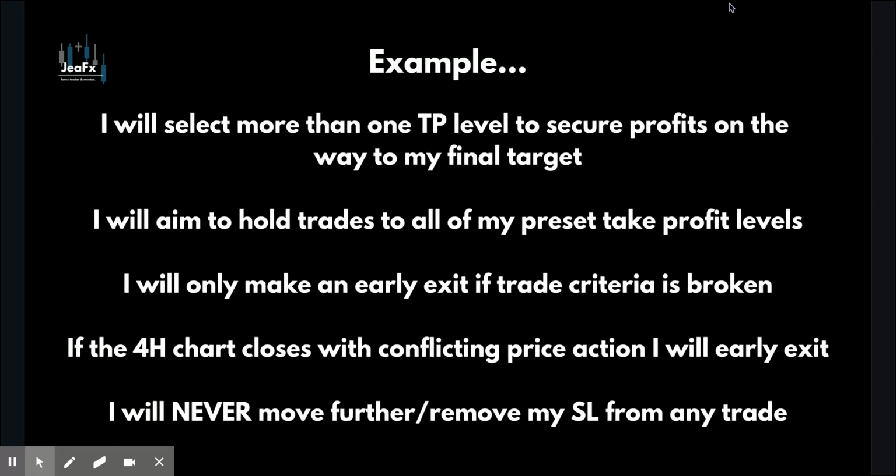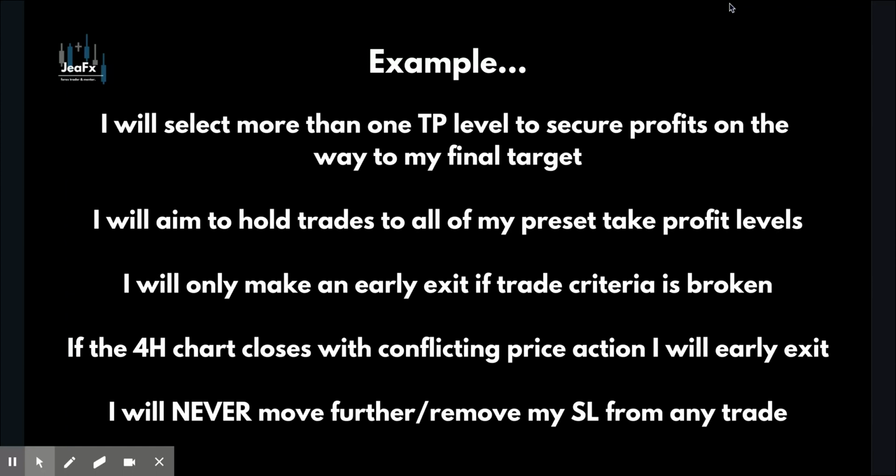So some examples here, I will select more than one take profit level so that I can secure profits on the way down to my final target. This means if a trade is running, you've got a big target in place, you can slowly take profits off as we surpass levels. What this means is, as mentioned before, if the trade reverses on you, you've still had a happy, successful trade.